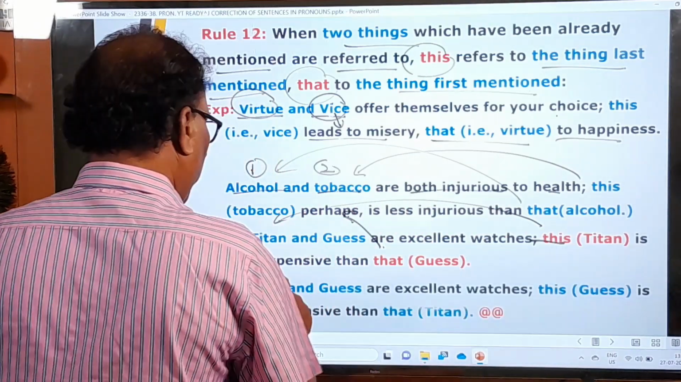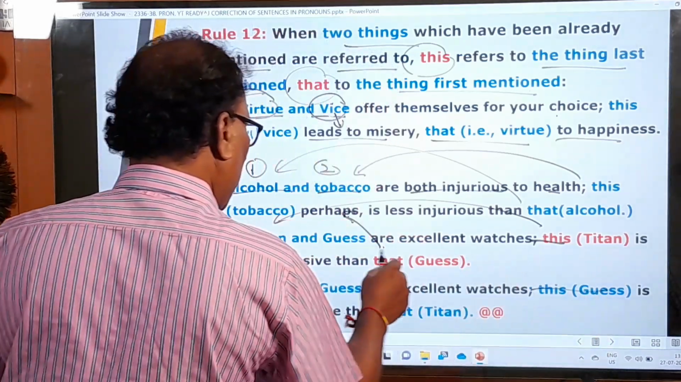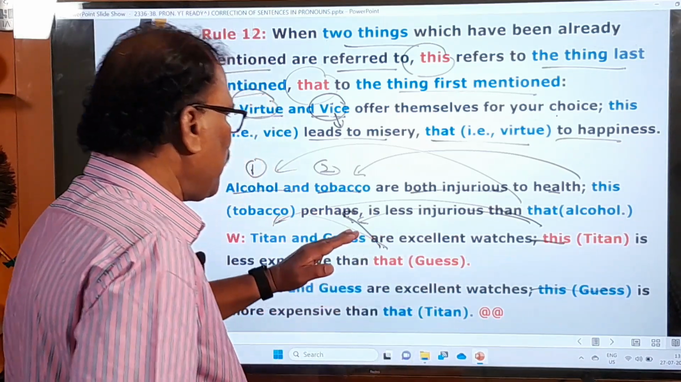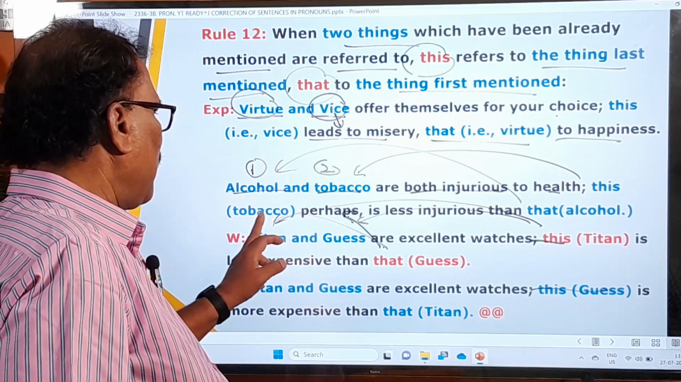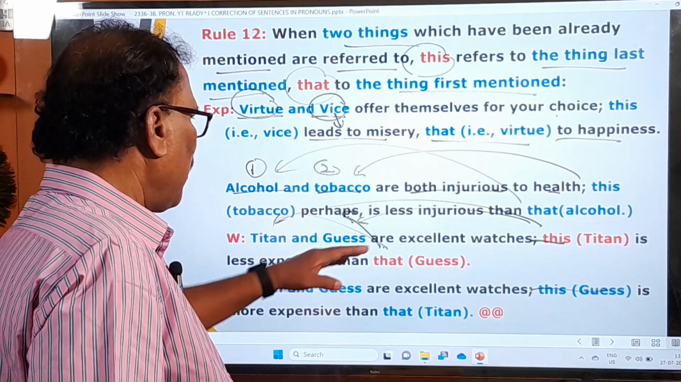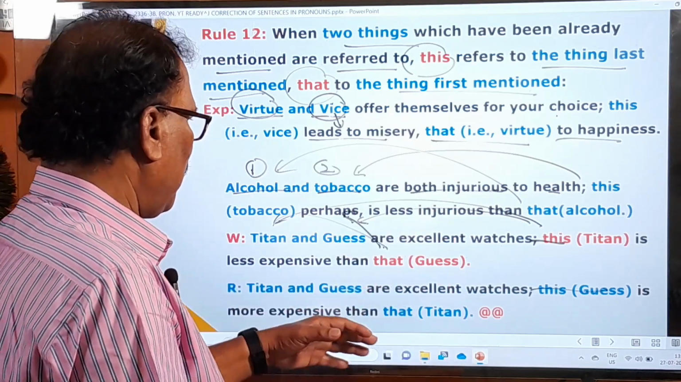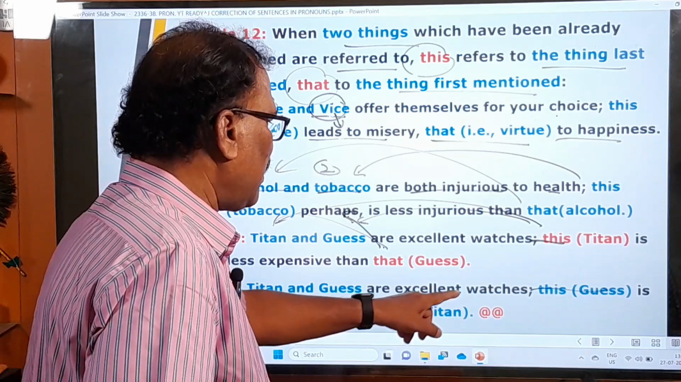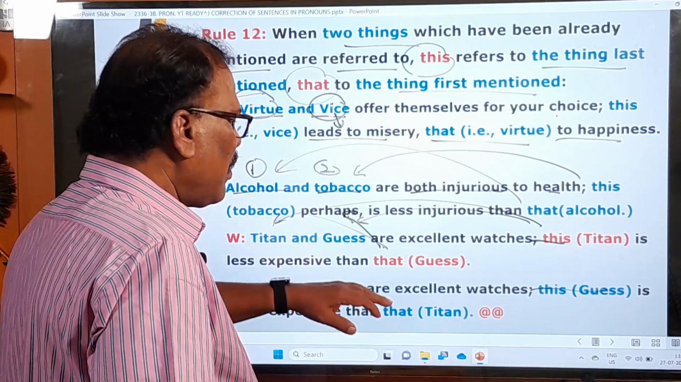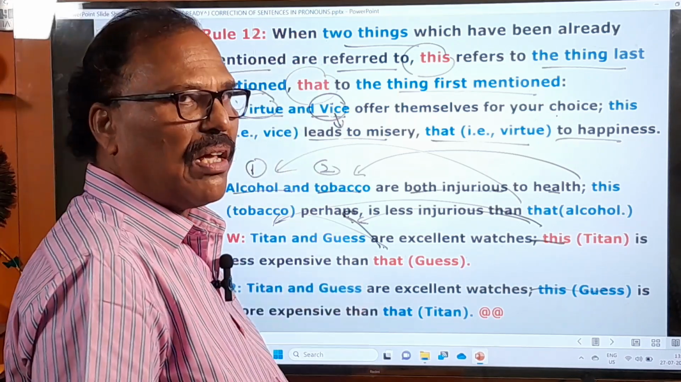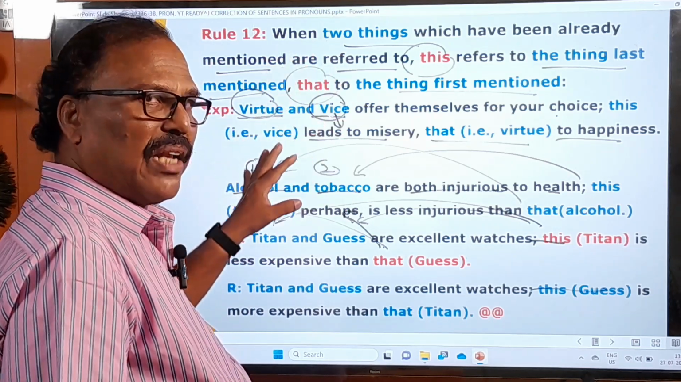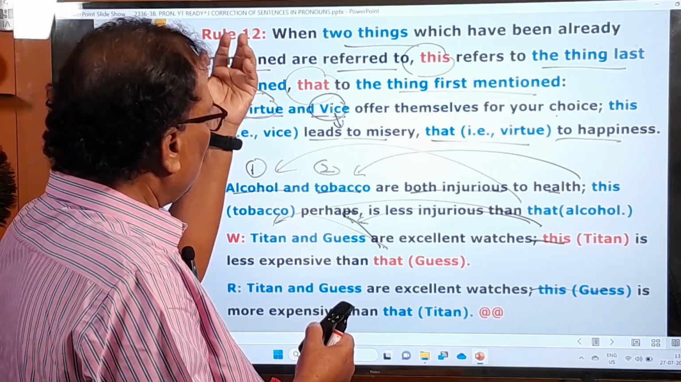What should we do then? Titan and Guess are excellent watches. Here this must refer to the last mentioned one, and that must refer to the first mentioned one. That must be used for Titan. But here it is used otherwise, that's why it's wrong. Titan and Guess are excellent watches. This means Guess is more expensive than that. So in this way, the 12th rule is also there. Please don't get confused. Once again you can watch this slide so that you can understand the rule.